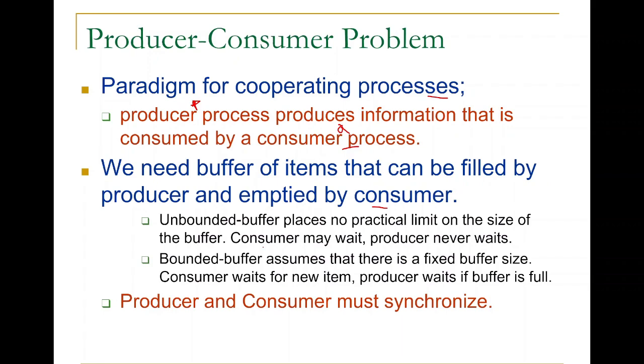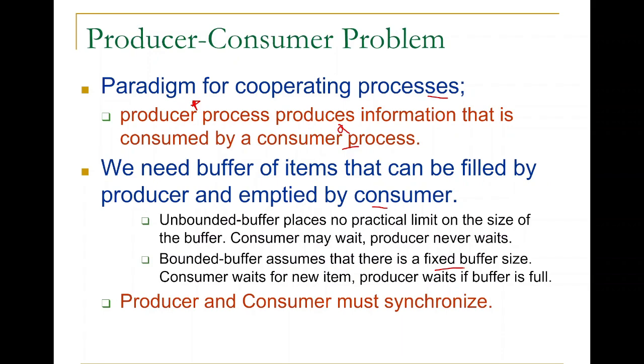Like I explained before, there's an unbounded buffer. Unbounded buffer places no practical limit on the size of the buffer. Consumer may wait. Producer never waits. It keeps dumping whatever message it needs in that. Then we have bounded buffer that assumes a fixed size. The consumer waits for a new item. Producer waits if buffer is full. So there has to be a way that the producer and consumer synchronize.